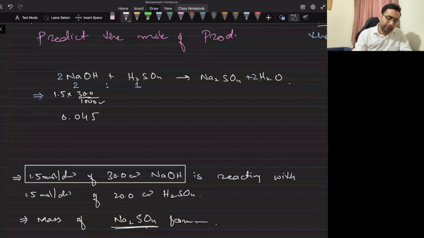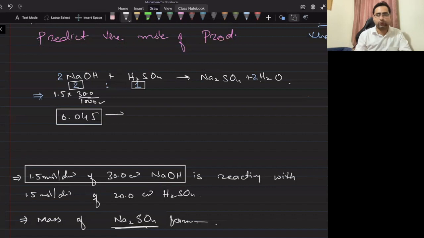Now apply their molar ratio. For 2 moles of NaOH, 1 mole of sulfuric acid is required. For 0.045, how much sulfuric acid is required? So that is going to be half. 0.045 divided by 2. So this is going to be 0.0225. So these are the number of mole of sulfuric acid required to react completely with the sodium hydroxide.